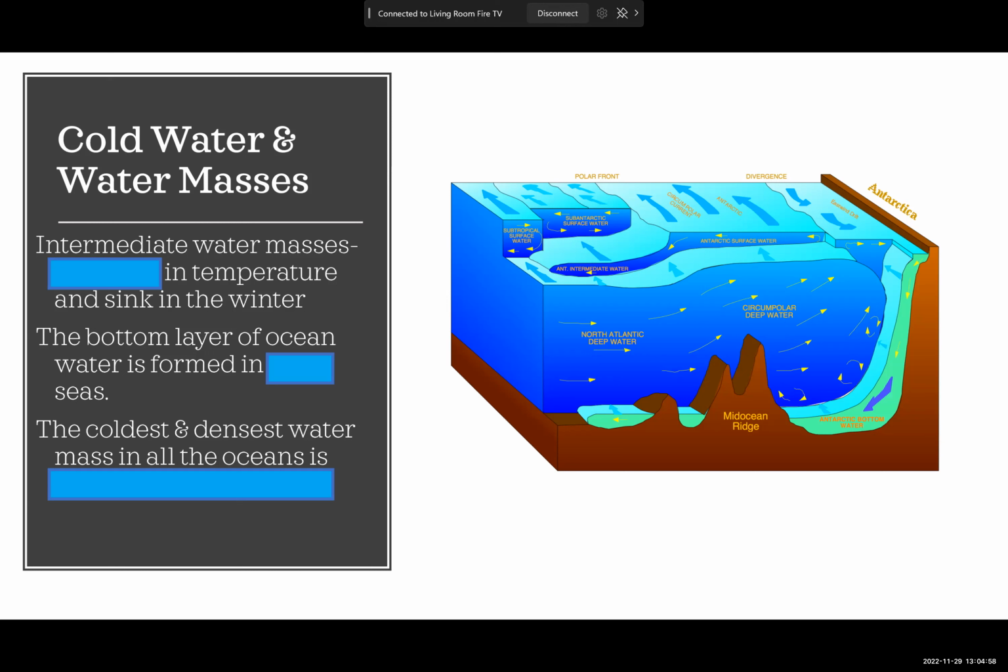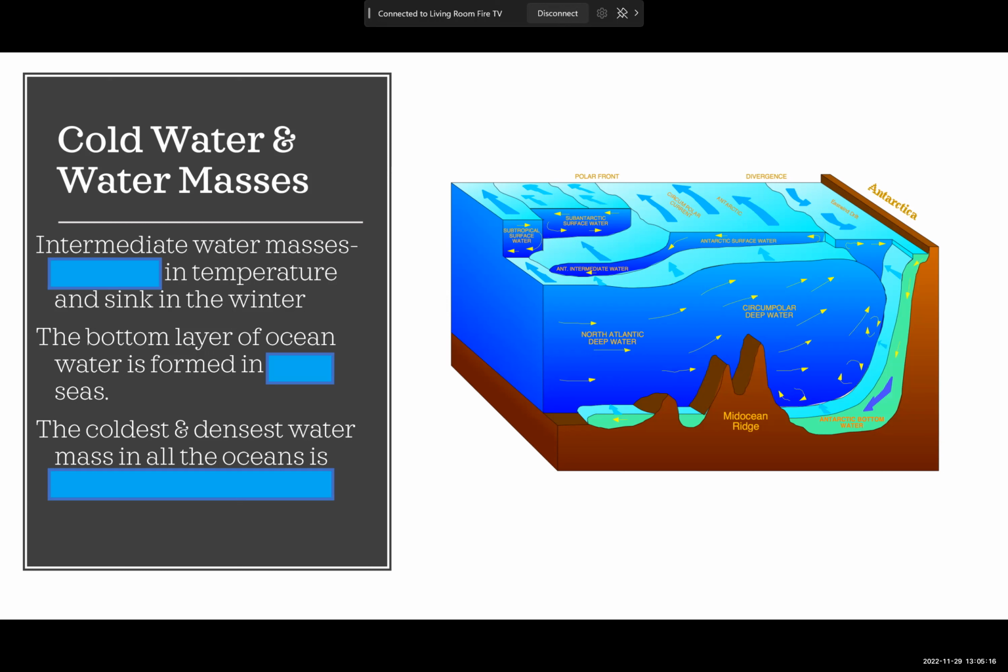Why? It's a beach, but why is it going to be warmer? Shallower. It's more shallow, so you're sinking in. Also, it's moving, so this shallow water gets warm and it gets pulled out and it cycles around, right? Very good. All right, so cold water and water masses.